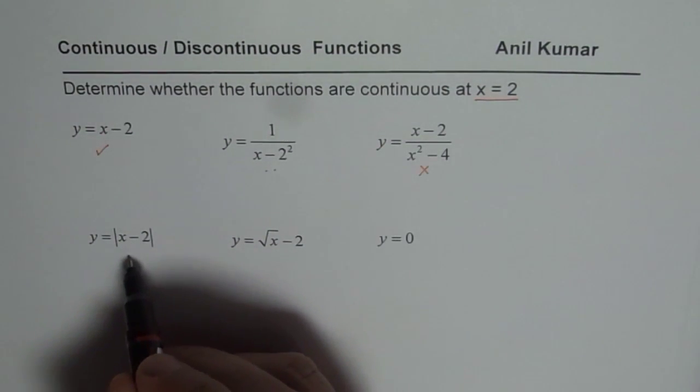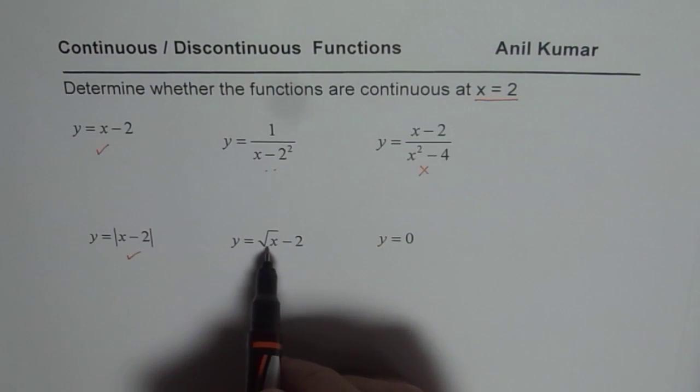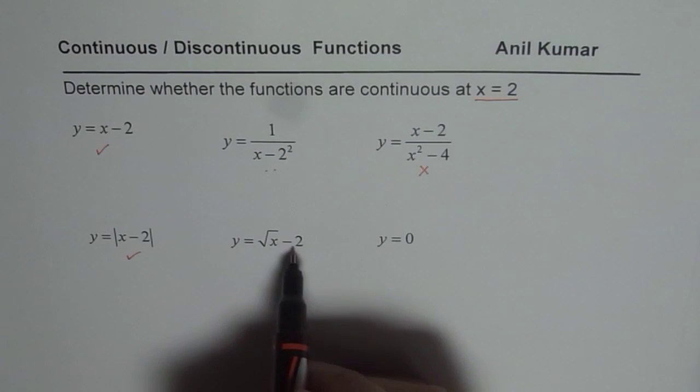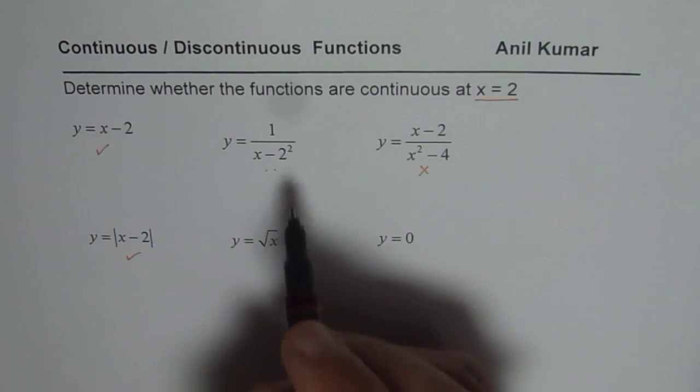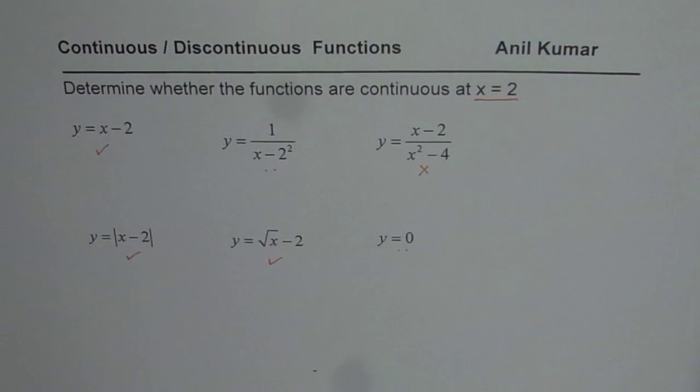This one is an absolute value function. They are always continuous. The square root function is continuous for x greater than 0, and we are talking about 2, so that is also continuous. y equals 0. What does that mean, right? So these are the questions which sometimes students get confused with.